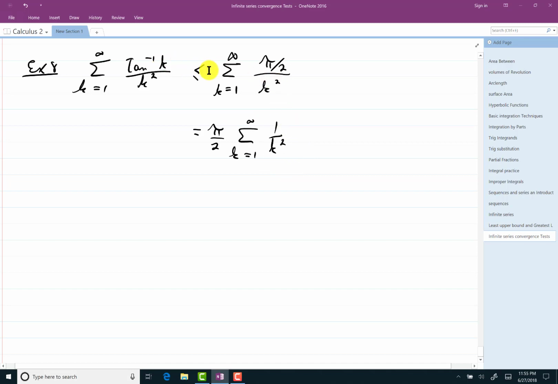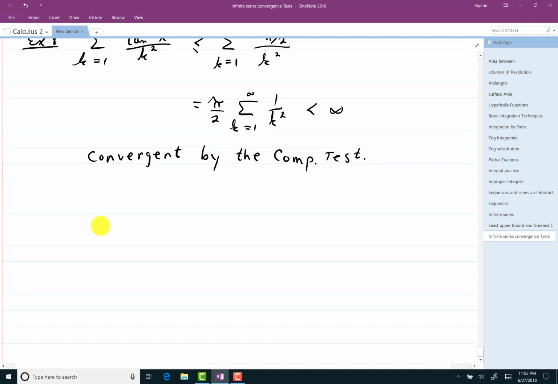So I used a comparison test with a known convergent series. Any constant times 1 over k squared series is going to converge. So this is convergent by the comparison test. I think I'll end with less than infinity so you know what I'm talking about.